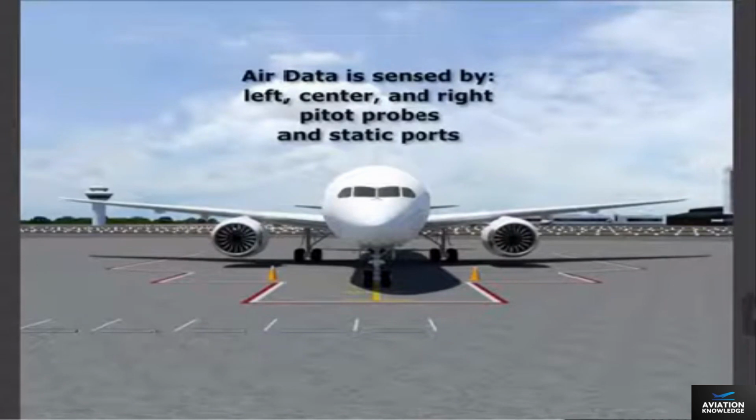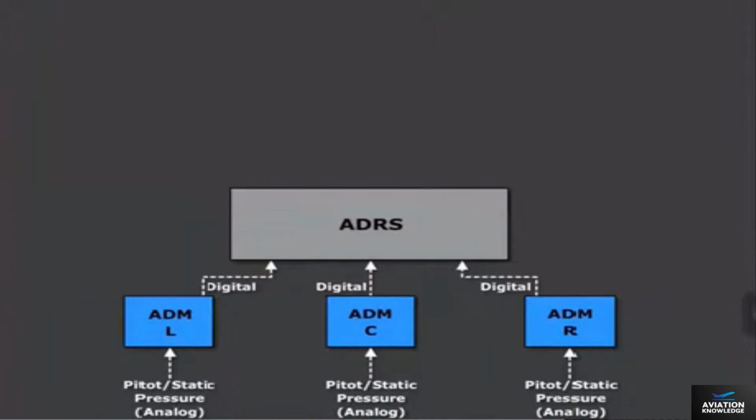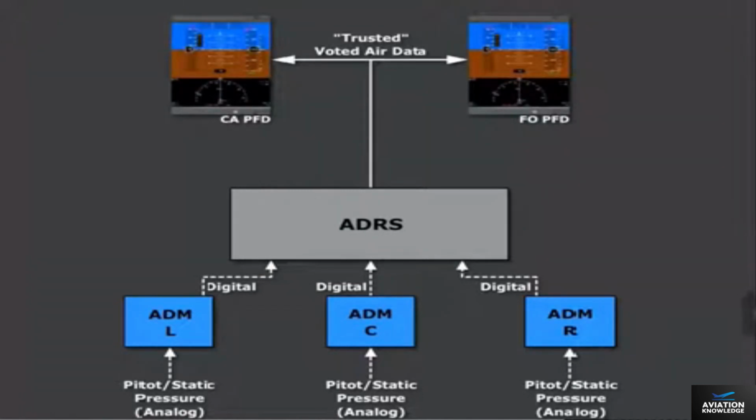Air data is sensed by the left, center, and right pitot probes and static ports. Individual air data modules, or ADMs, sense pitot-static analog pressure and convert it to digital values. These digital values are evaluated and voted on by the ADRS, which then sends trusted air data to the PFDs.